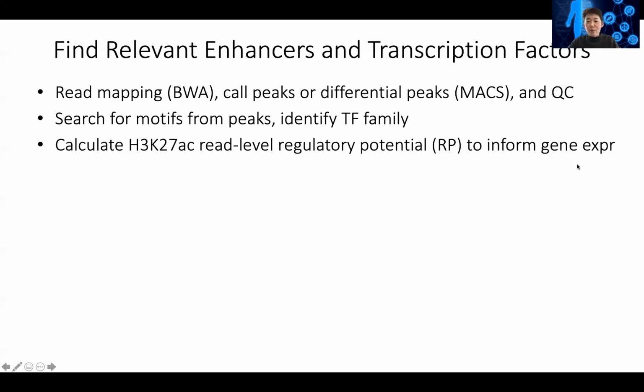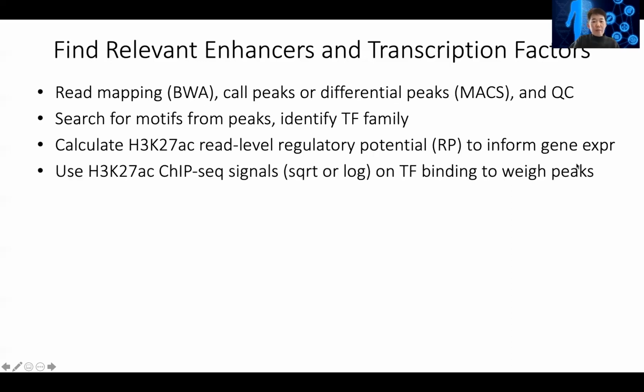And so that can help you inform on the gene expression. You can also use the K27 acetylation signals in the nearby transcription factor binding sites to weigh the peaks. So we mentioned previously that in transcription factor ChIP-seq, whether the peak is 10-fold versus 20-fold, it probably tells you that the transcription factor is binding stronger to the region. But in terms of regulating nearby gene expression, the 20-fold peaks don't necessarily have a stronger effect on the gene expression than the 10-fold peaks.